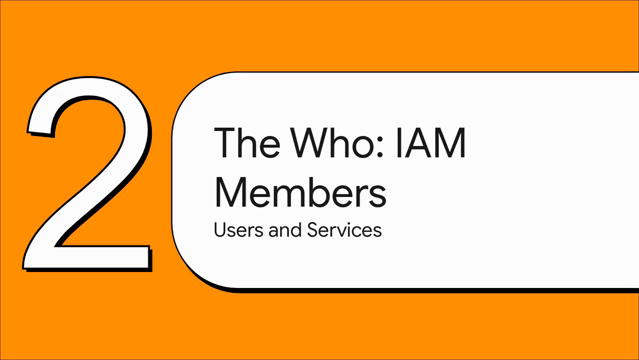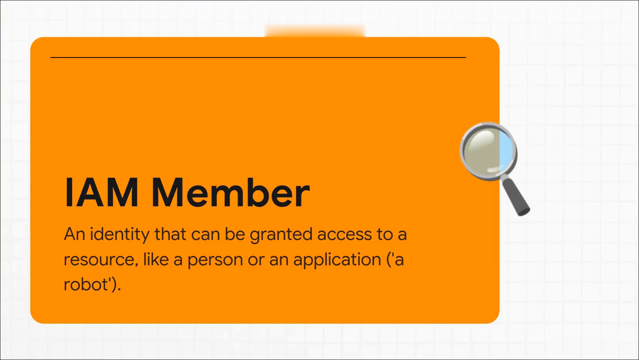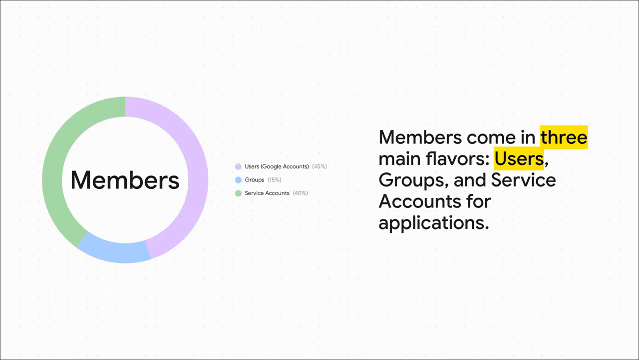The very first piece you need to understand is the who, identifying every single person and every service that needs access. In the world of IAM, we call these members. A member is really just any identity that can be granted access. Let's imagine your cloud is a super secure building. A member is anyone or anything that comes up to the front desk and asks for a key. And that could be a person, or, as you're about to see, it could even be a robot like one of your applications.